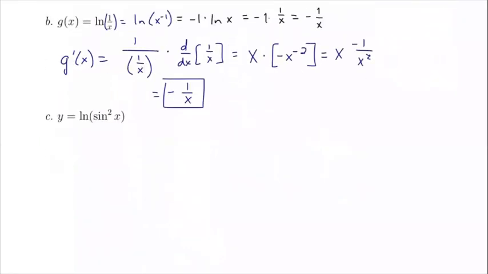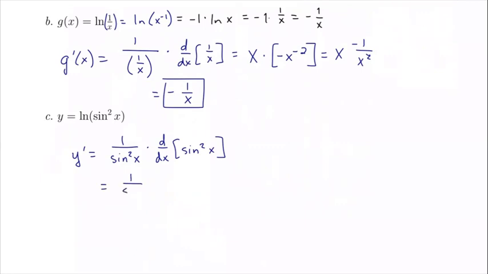So the last one here, this is a little bit tedious maybe, but I'll start it at least. y prime is equal to 1 over sine squared of x, right? The derivative of natural log of something is 1 over whatever's in the argument. And then times, the chain rule says take the derivative of that inner function. Well, that inner function is sine squared of x. Okay, well, that's also a chain rule derivative, right?